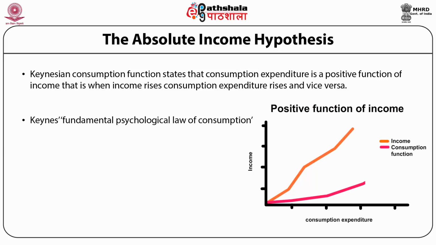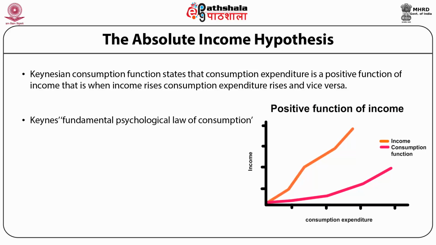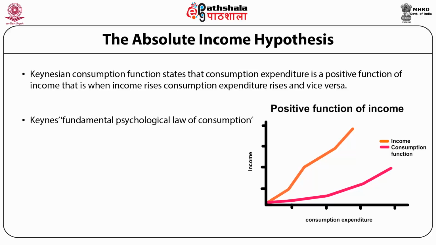In simple words, the fundamental psychological law of consumption means when income of a person goes up from, let's say, Y to Y plus delta Y, consumption of that person increases from C to C plus delta C, but not in proportion to the increase in income. That is, delta C upon delta Y is greater than or equal to 0. For example, if income increases by 40%, consumption would increase not by 40 or more than 40%, but by less than 40%, and the exact extent to which consumption would increase depends upon the marginal propensity to consume, or MPC.